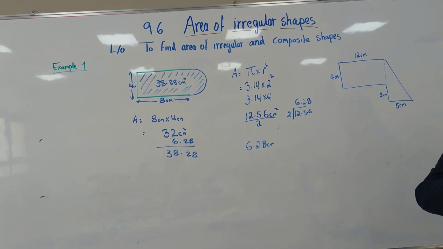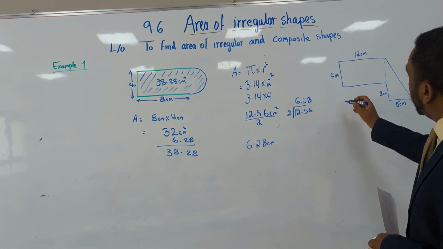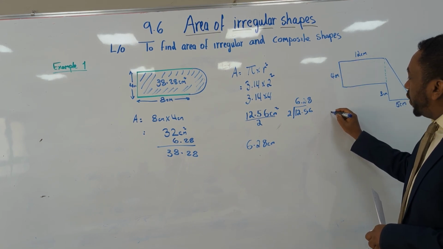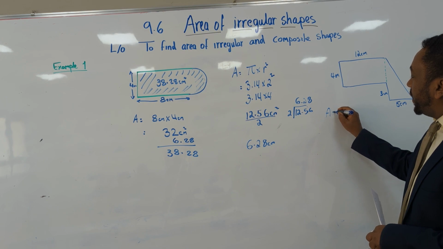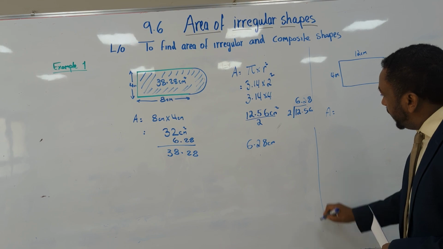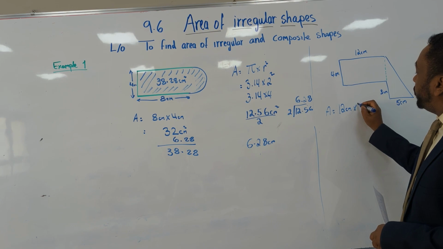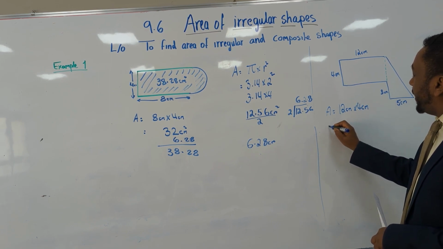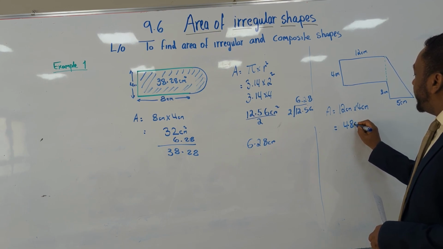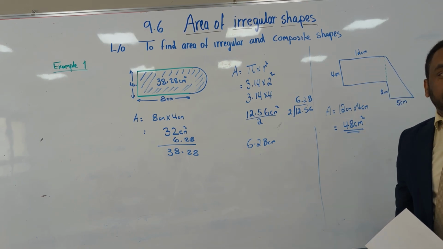How do we find the area of a rectangle? You all remember that, right? Okay, so tell me, what do I do? You multiply base times height, which is 12 times 4. So the area of this rectangle will be 4 times 12, so 12 centimeters times 4 centimeters will give us 48 centimeters square. Are we all happy with that? Yes. So we know the area of the rectangle.